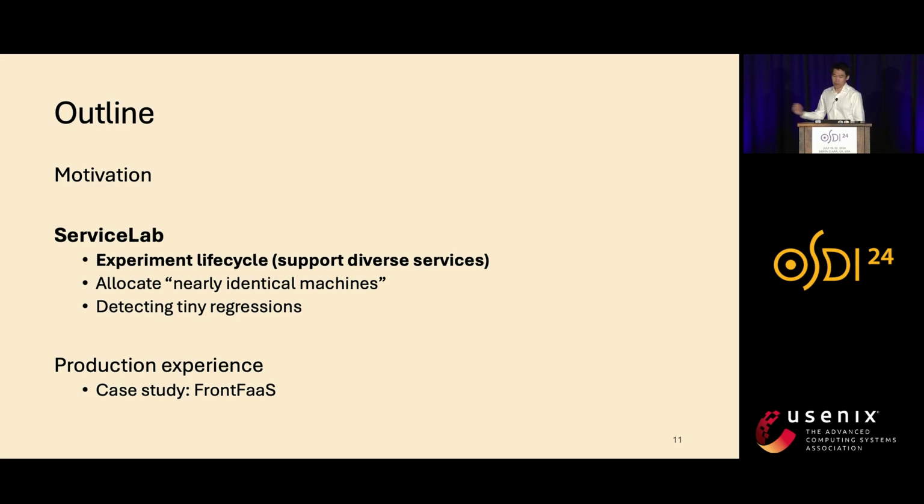And so for the rest of this talk, I'll first walk you through what a performance experiment looks like and how we use the experiment design to support a diverse set of services. Then I'll talk about the key factors we use to allocate nearly identical machines. And then I'll talk about some of the methods that we use for detecting tiny regressions. And then I'll come back to some of our production experience on front FAS.